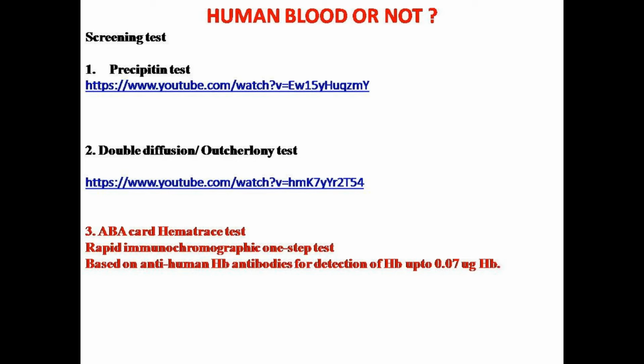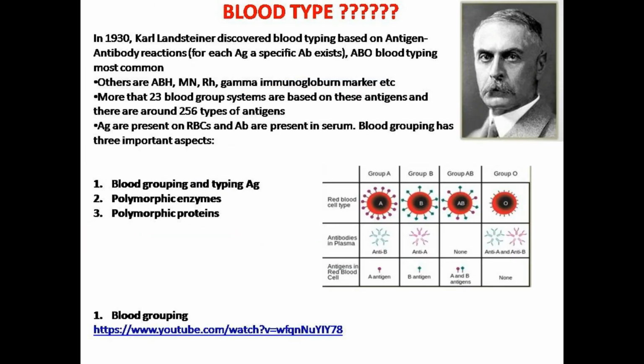Now the next is to find out the species of animal. For this, the respective antiserum of the animal is taken and mixed with the sample, and if it gives agglutination or precipitation, then the particular species of animal can be easily detected.